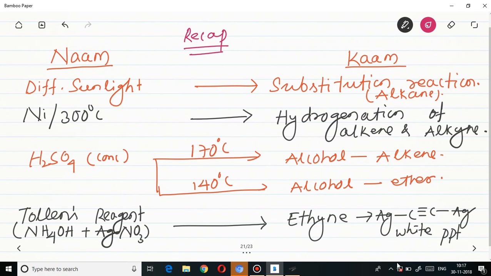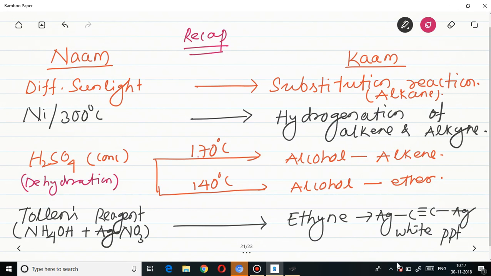So again, remember the name and function of each reagent. Diffuse sunlight: what will it do? It will do substitution reaction of alkanes. Nickel at 300 will be used for hydrogenation of alkenes and alkynes. Concentrated sulfuric acid at 170 will form alkene from alcohol. At 140 it will form ether from alcohol. Basically it is doing dehydration.